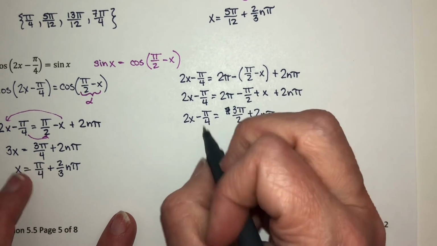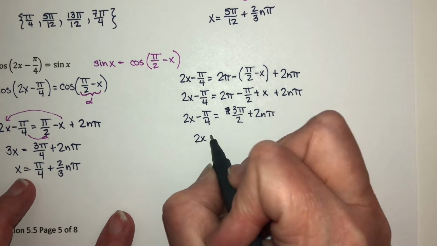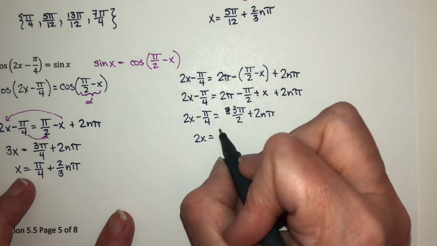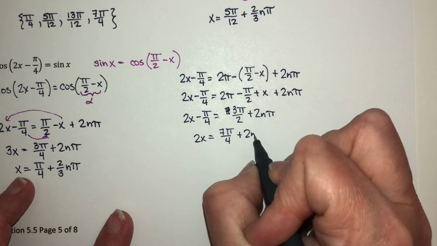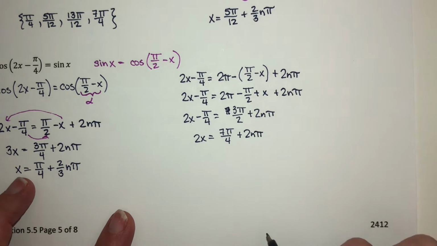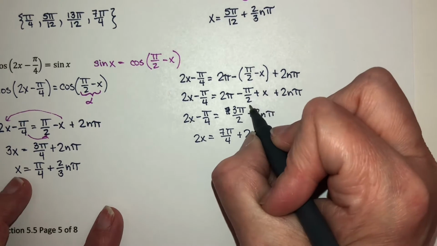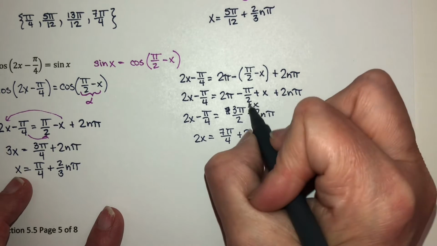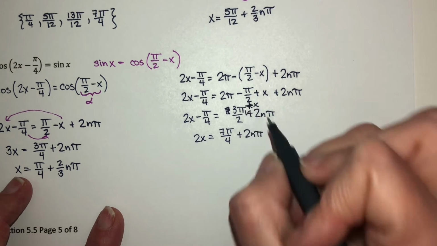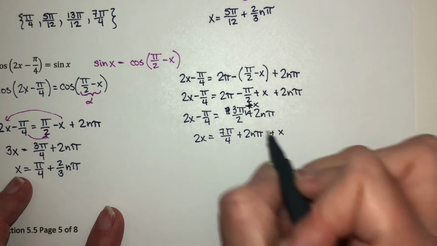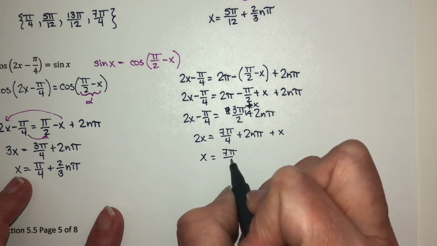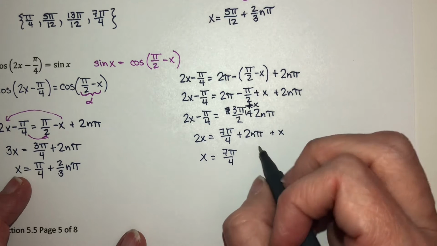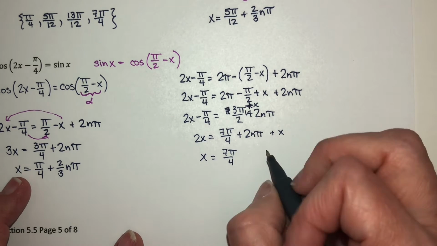Now add pi over 4. And that gives you 7 pi over 4 plus 2n pi. Oh, I left off the plus x. There's a plus x right in there. So subtract and you get x is equal to 7 pi over 4 plus 2n pi.